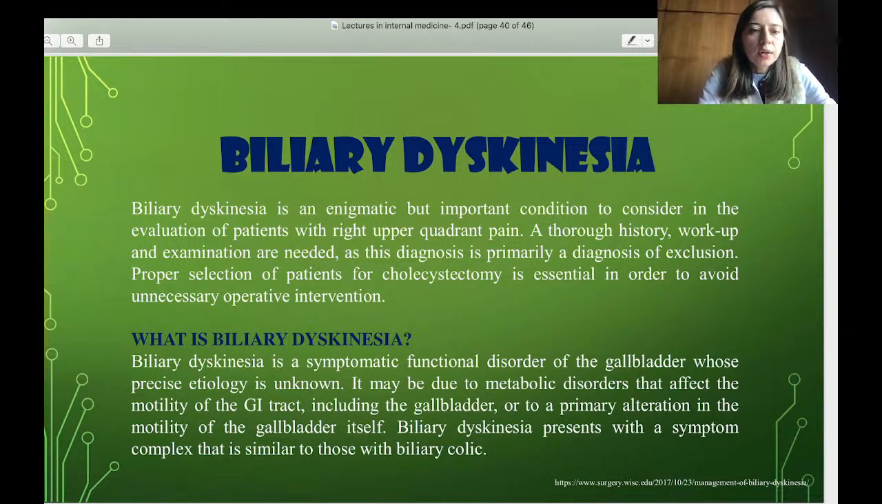What is biliary dyskinesia? Biliary dyskinesia is a functional disorder of the gallbladder whose precise etiology is unknown. It may be due to metabolic disorders that affect the motility of the gastrointestinal tract, including the gallbladder, or to a primary alteration in the motility of the gallbladder itself. Biliary dyskinesia presents with a symptom complex that is similar to those with biliary colic.